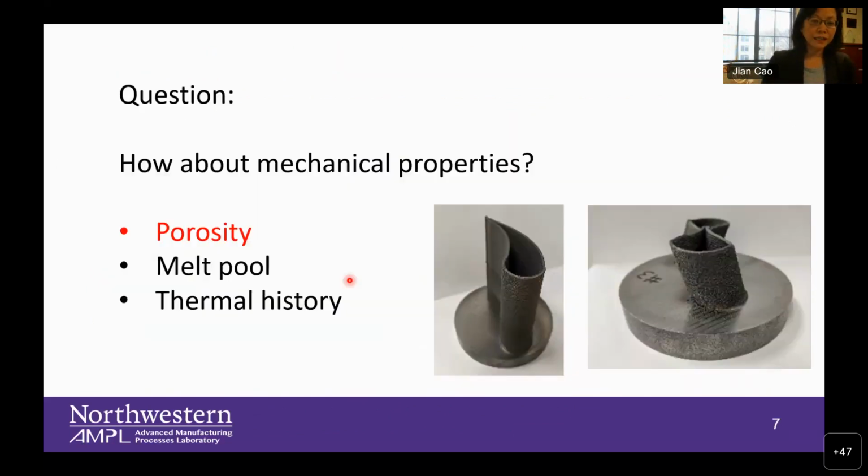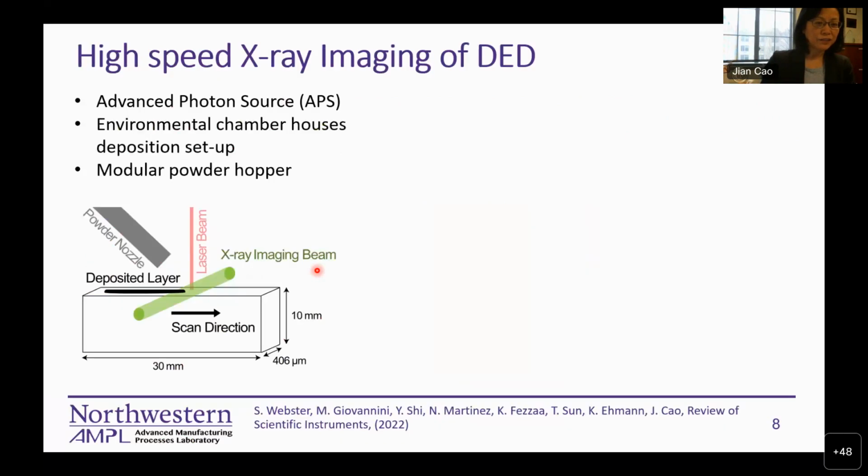With that, the key question that we want to ask is, what about the mechanical properties generated from that deposition? Certainly, porosity is of concern. And what we did, by being close to Argonne National Lab, is put the DED system into Argonne, the high density, high speed X-ray imaging of the DED. So what you can see is the deposit layer here, and the X-ray imaging right there.